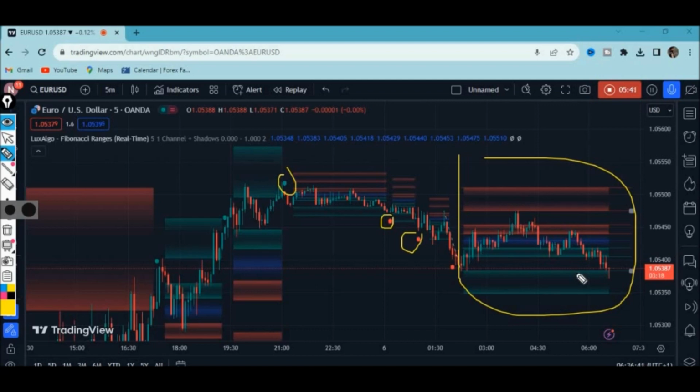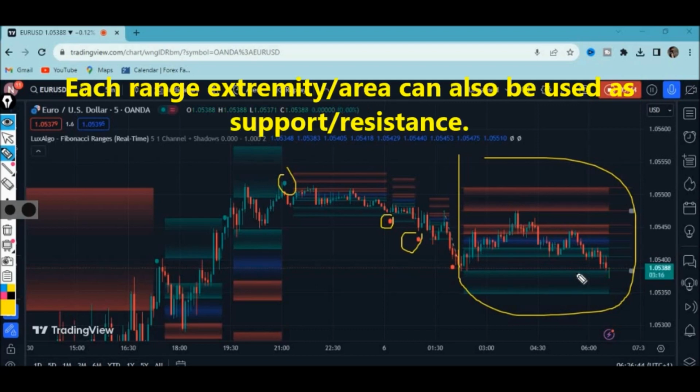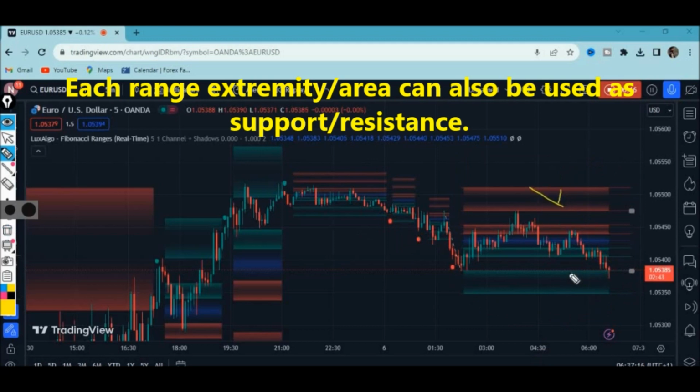And so we have usage number two, whereby each range extremity area can also be used as support and resistance. What I've told you before: this level over here, this level over here, and these levels over here, you can see price is actually reacting to them. Even if the breakout of the Fibonacci channel fails to show us what we really have to see on live market to know the reversal, trust me, having these extremity levels basically helps you know support and resistance levels, and they will help you know a reversal.